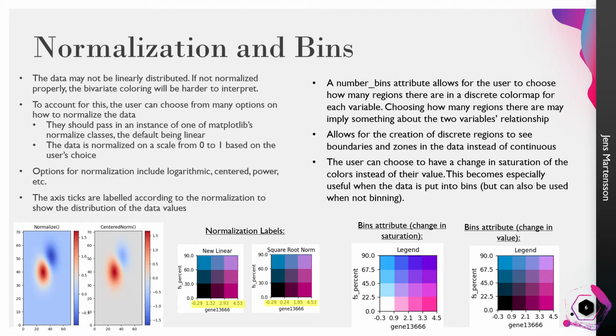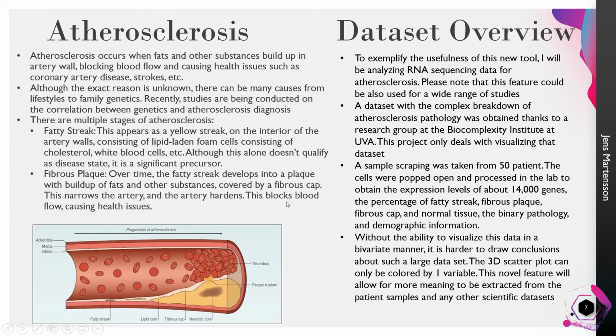The user can also chop up the data into bins, as you can see over here. This creates discrete color regions, which makes it easier to understand the data, but also the number of bins and how data falls into different numbers of bins may imply something about the two variables' relationships. The user can choose to increase the saturation of the colors or the values of the colors, and you can see the difference of the two over here.